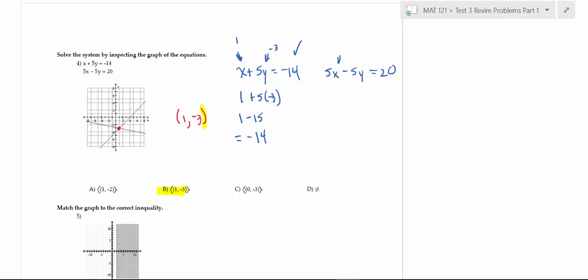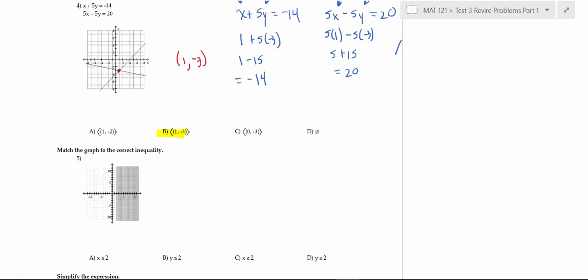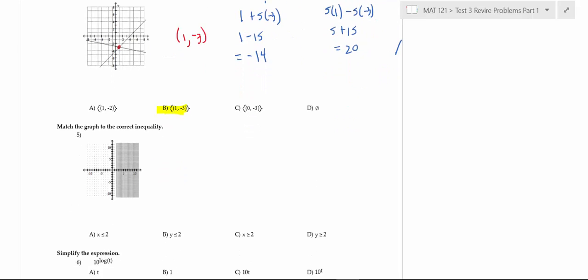And then if I replace x and y with 1 and negative 3 in the second equation, I get 5 times 1 minus 5 times negative 3, so that's 5 plus 15. So that's 20, so that also works. So you can tell you're right on that problem, even though it's pretty easy to tell what that intersection point is. If you had two lines and they didn't intersect, they were parallel, then it would be no solution. So there are a lot of varieties of ways that I can test you on that problem.